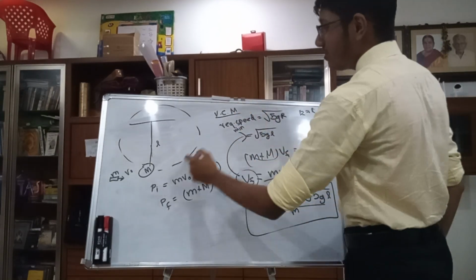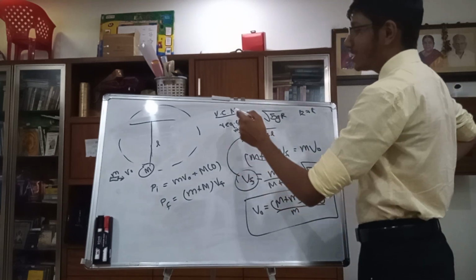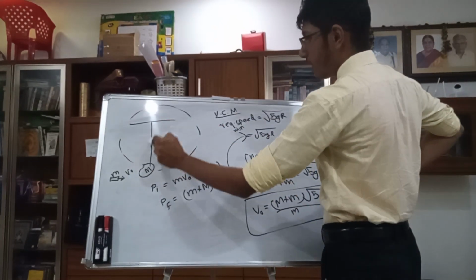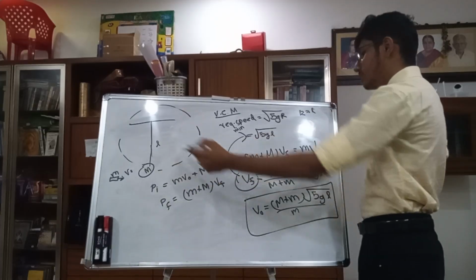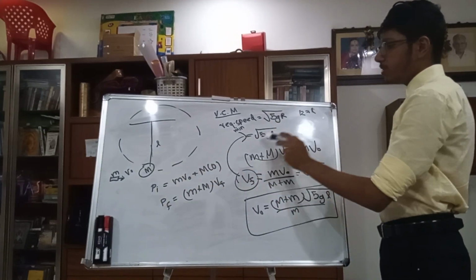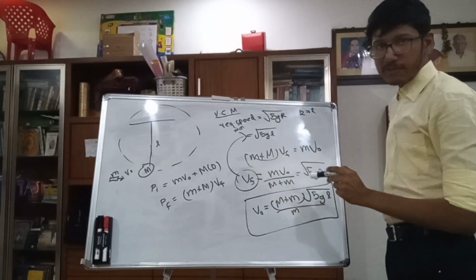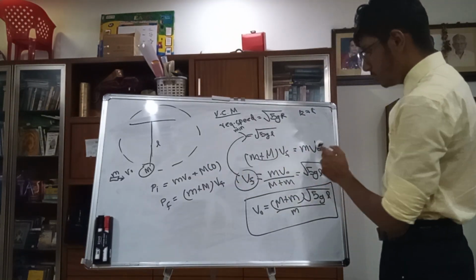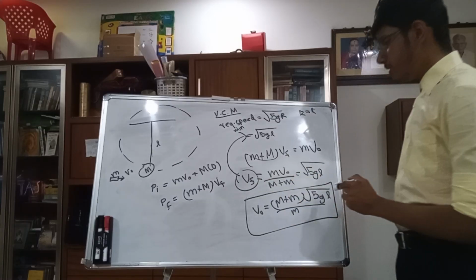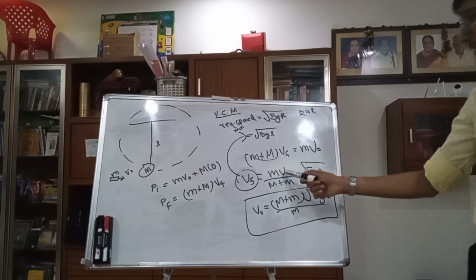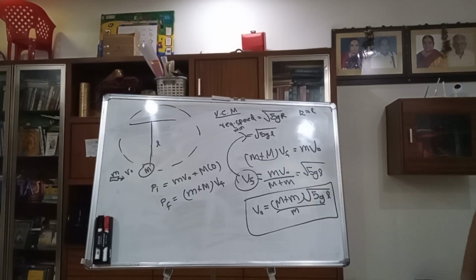So the minimum speed for completing one full vertical circular motion is nothing but root under 5gr, where r is the radius. But here instead of r we have the length of the rope, which is L. So instead of r we replace L, which results in root under 5gL. By conserving momentum, we got Vf is equal to m v naught by (m plus m), and we can replace Vf by root under 5gL. With that, I just found v naught. That's it. Nothing big I did.